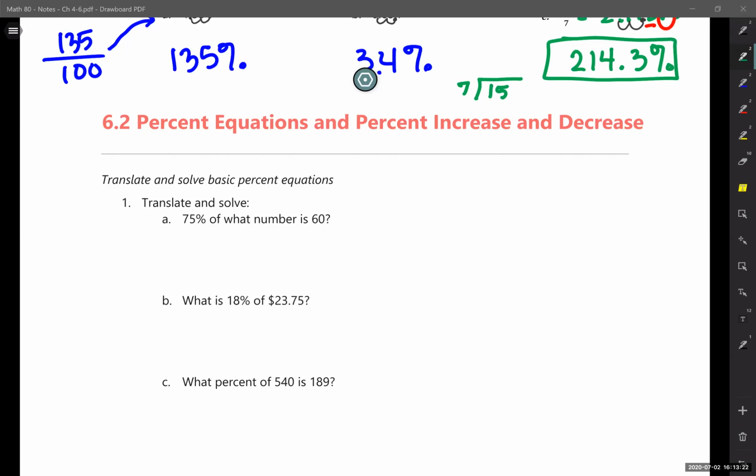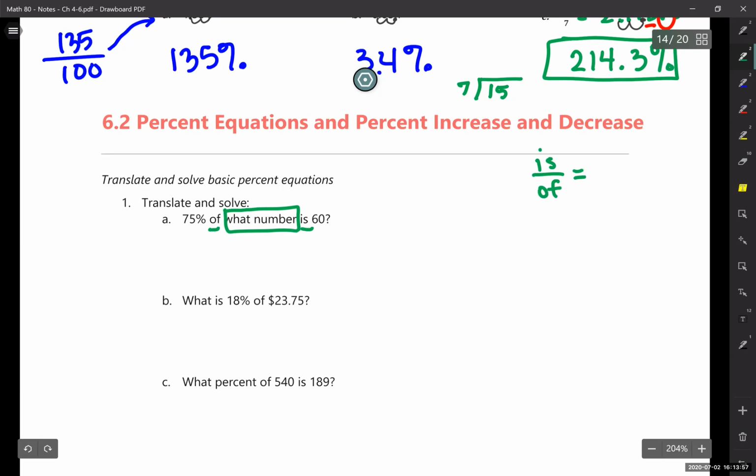Okay, so looking at this first problem, it says to translate and solve basic percent equations. And so these are all going to have the same keywords in it. They're all going to have is, they're all going to have of, and they're all going to have some sort of what. So this says what number. And so I like to set up all of my percent equations the same way. And here's the outline of that. I say is over of equals P over 100.